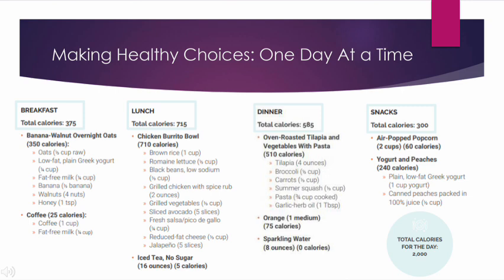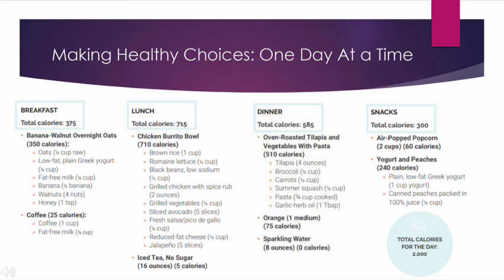Now, snacks. Snacks include popcorn and yogurt with fruit. Healthy snacks are important because they prevent excessive hunger and reduce the tendency to overeat during main meals. Now, take note of the total daily calories. This plan is approximately 2,000 calories per day. This is a general reference value, but individual needs may vary depending on age, activity level, and health status.